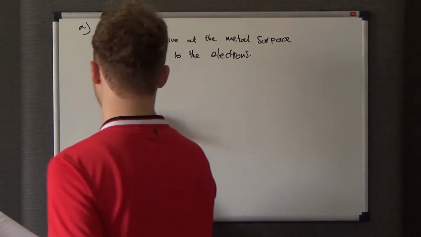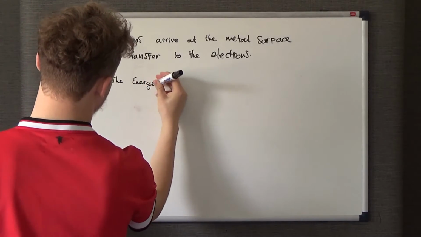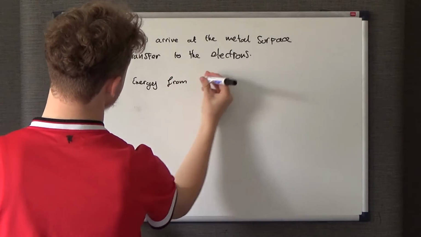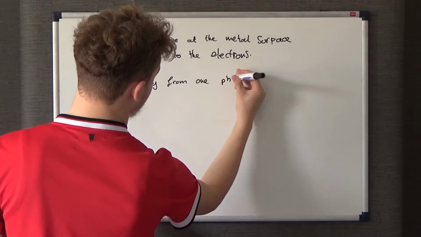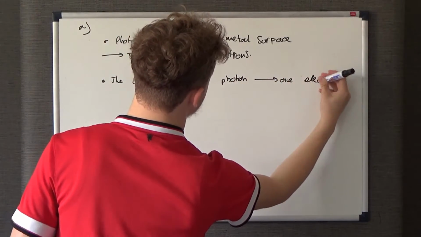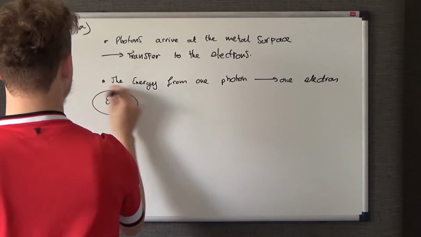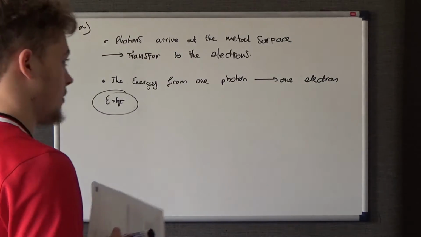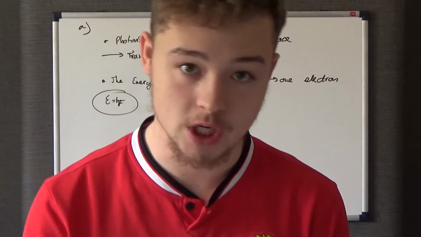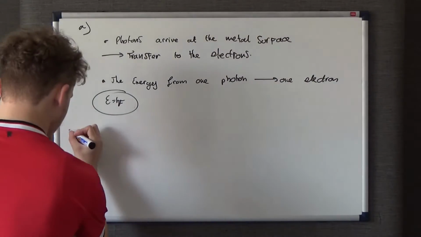So for your next point, you might be talking about the energy transfer. The energy from one photon is transferred to one electron, and therefore you could also state that the energy of a photon is E equals hf. So basically, in the next point, you need to talk about the fact that the energy that the photon physically transfers is equal to hf. And you might want to state what the individual parts of the equation are as well.